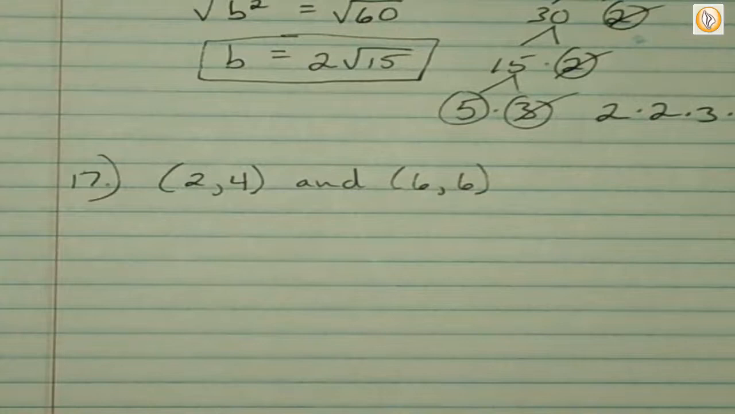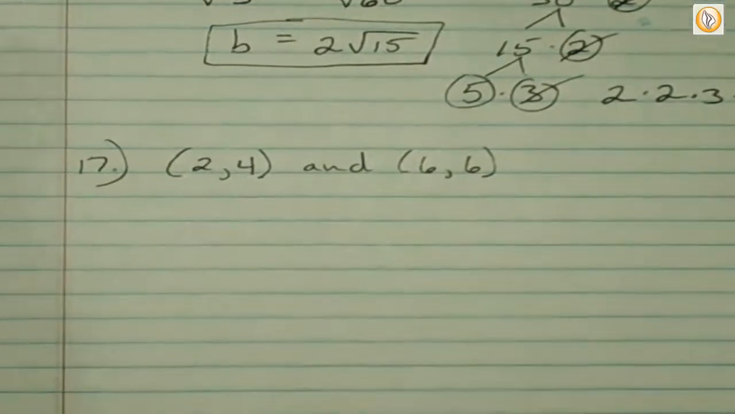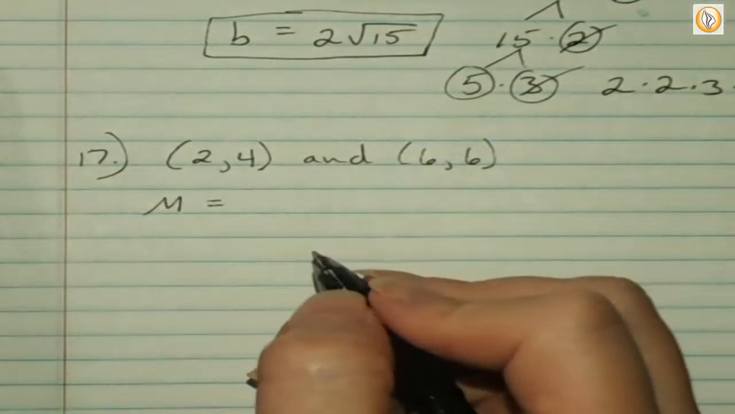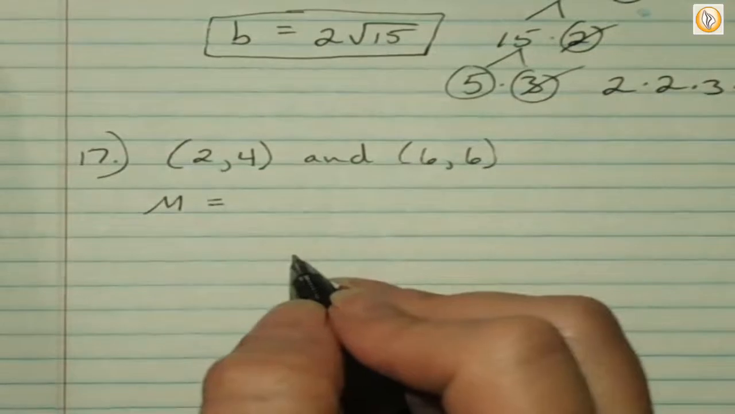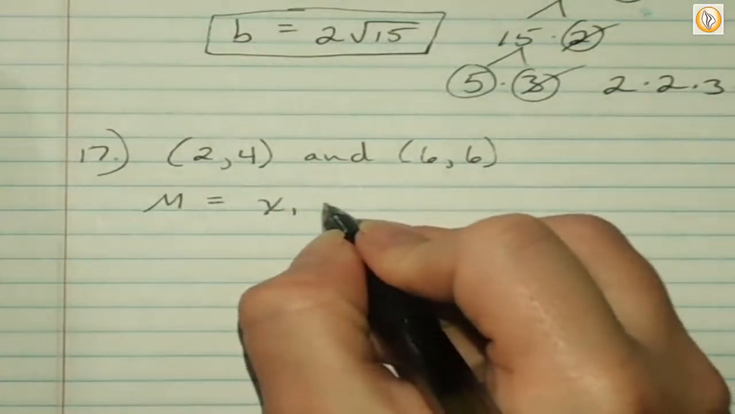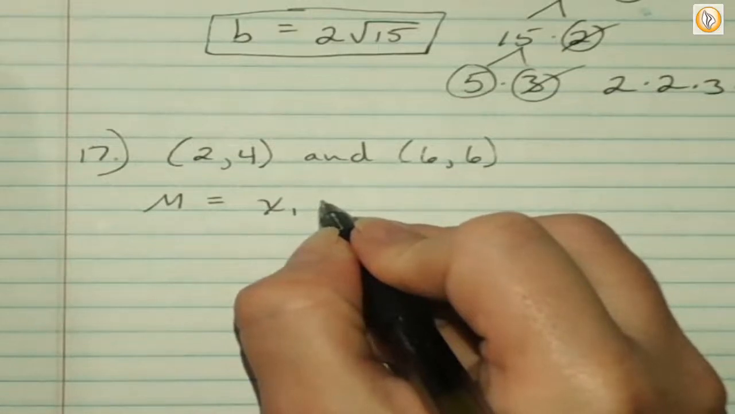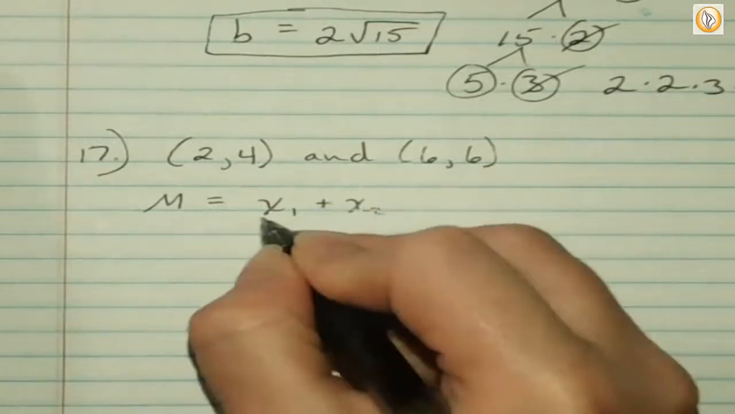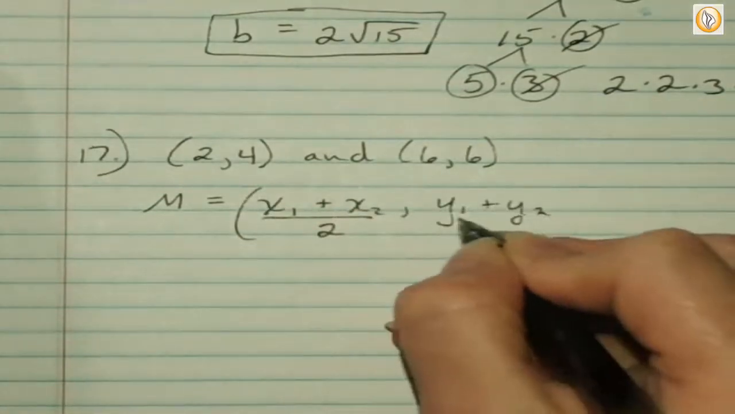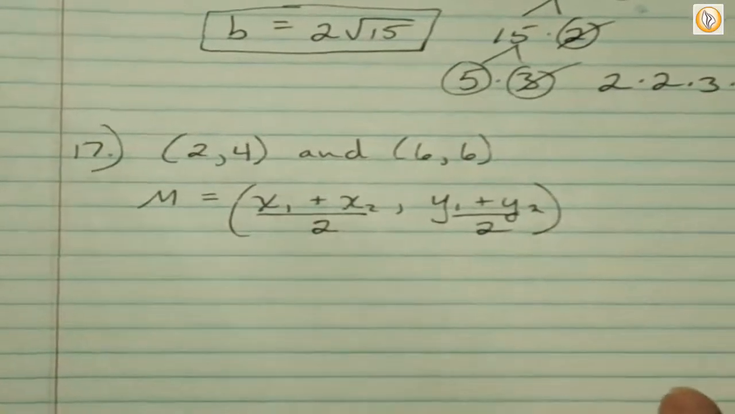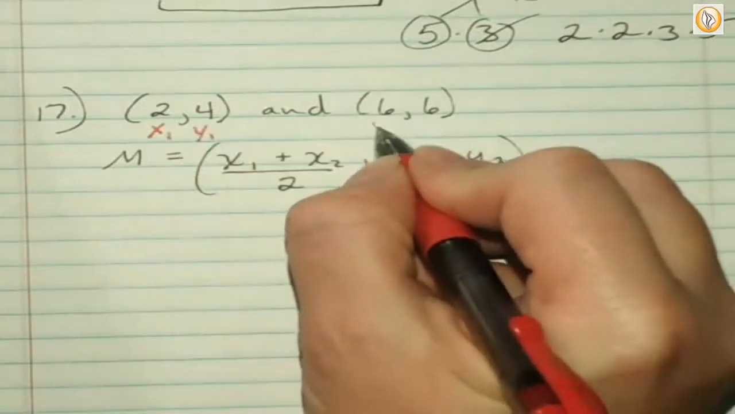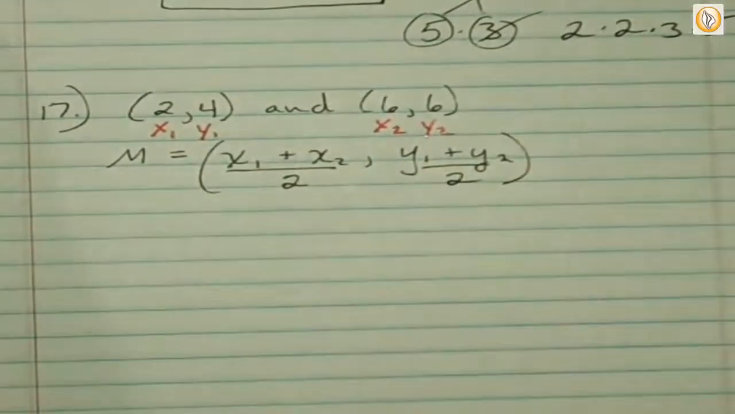Cecilia, thank you for volunteering. What is the formula for finding the midpoint? x1 plus x2 divided by 2, or y1 plus y2 divided by 2. Good job. You had it almost totally memorized. So I'm going to write my x1 and y1, x2, y2, and I'm going to start plugging it in.